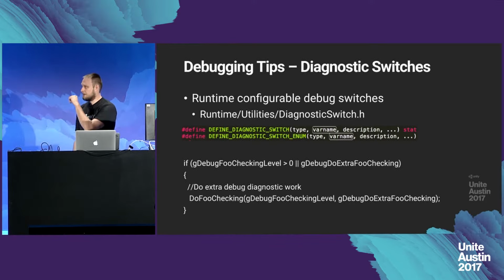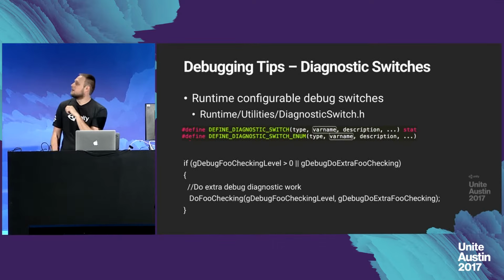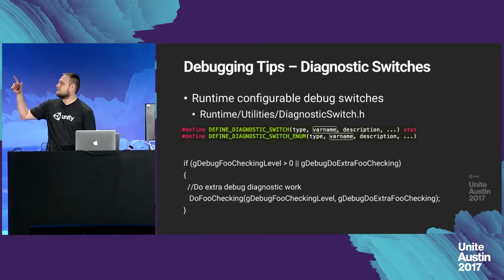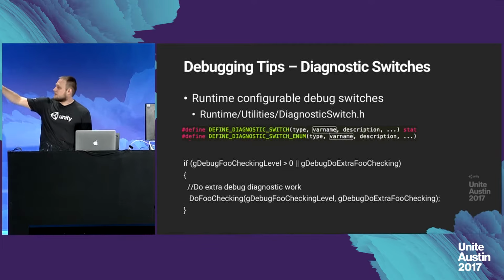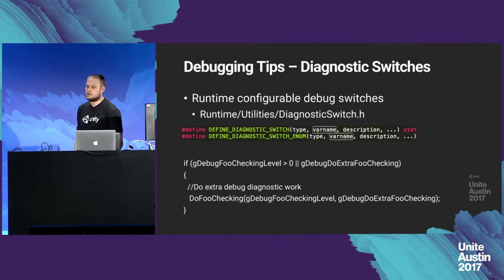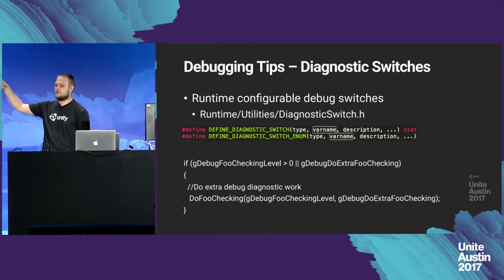This means you can then build in debug code. If you look here, we have two defines. These are how you essentially define your debug switch. We take the value type that we want to evaluate for the debug switch, the variable name, and then essentially a string description of what it does. In practice, that looks like what we have down here. If G debug foo checking level, that's one of our debug switches, is greater than 0, or if another debug switch here, G debug do extra foo checking, is on, then we go into this branch and we do some extra debug stuff.